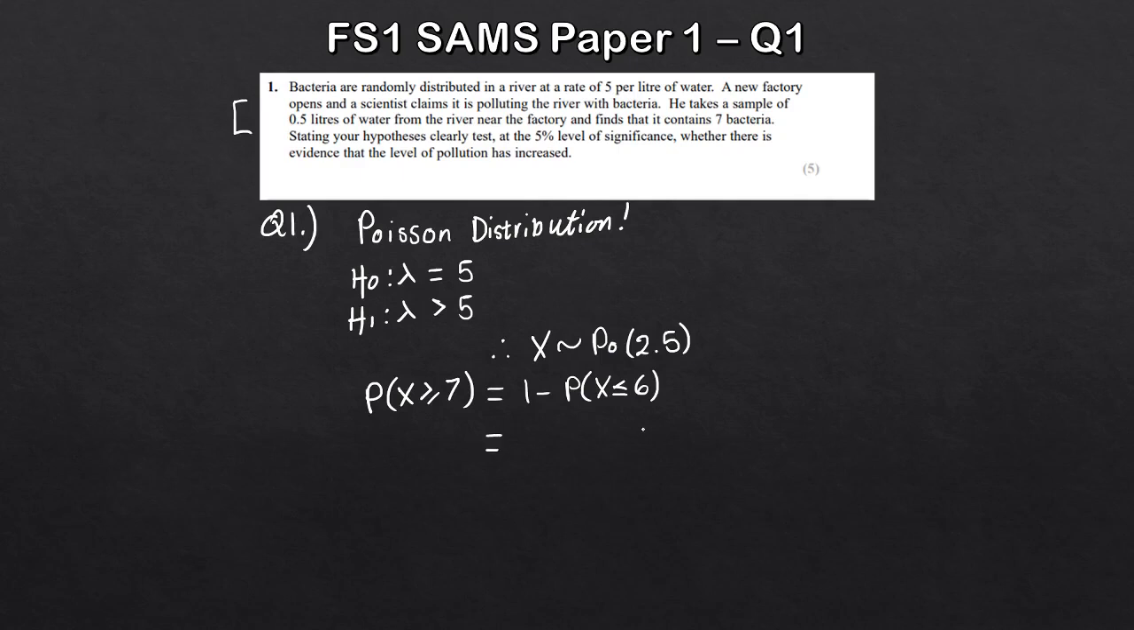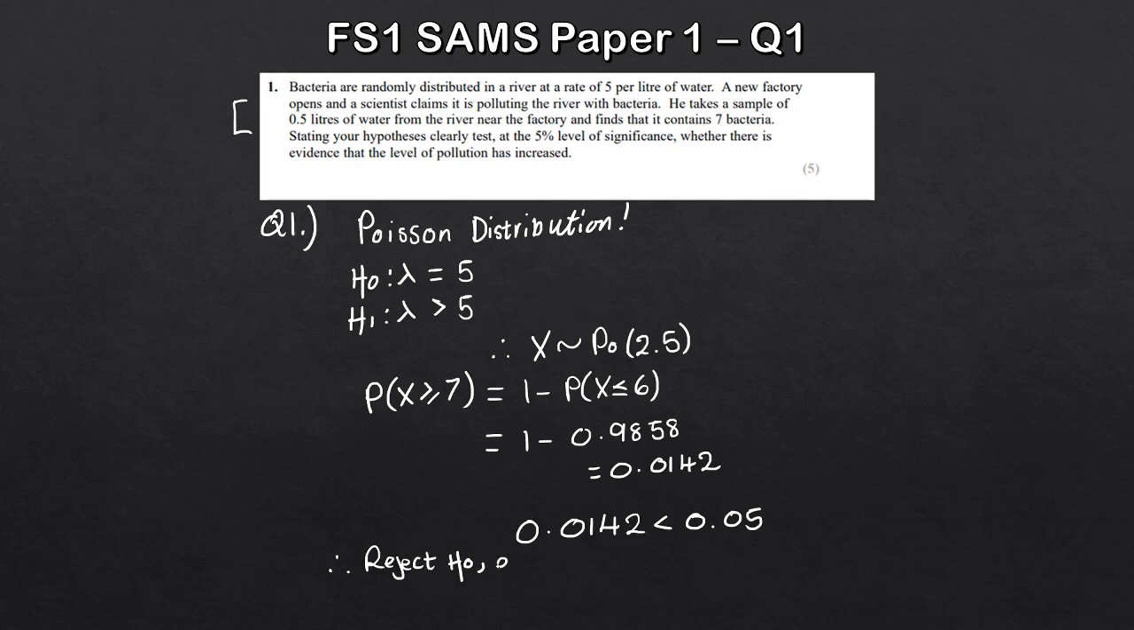At this point, this is just a standard, plug it into your calculator and work it out. So this would be 1 minus 0.9858, which gives us 0.0142. All we do now is compare this to our 5% level of significance. Because 0.0142 is smaller than 0.05, in that case we reject H0. So therefore, reject H0.